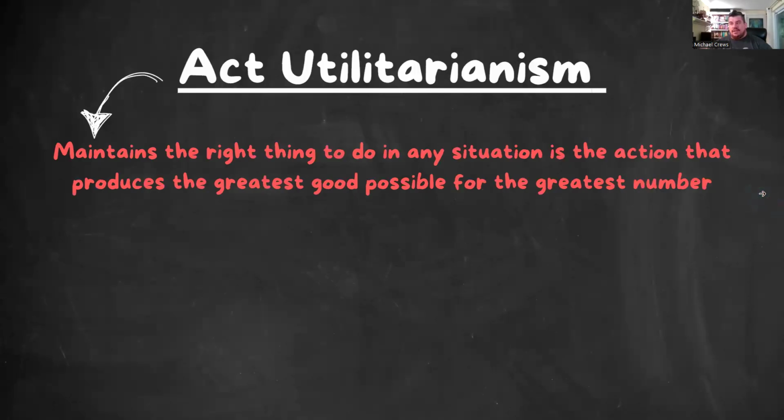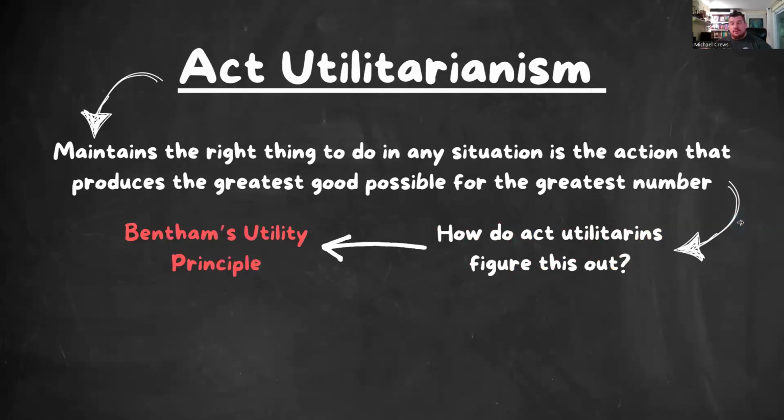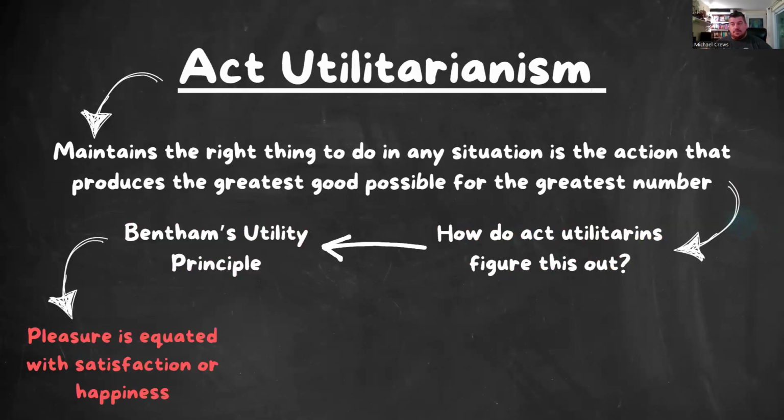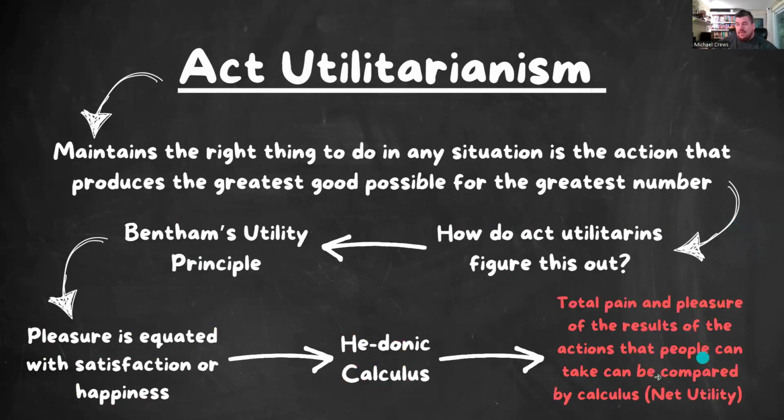So act utilitarianism maintains the right thing to do in any situation is the action that produces the greatest possible good for the greatest number. So how do act utilitarians figure this out? Bentham's utility principle. Pleasure is equated with satisfaction or happiness, and we use a hedonic calculus to get to that. And that's where we take the total pleasure of the results of the action that people can take and compare them by calculus, or net utility.